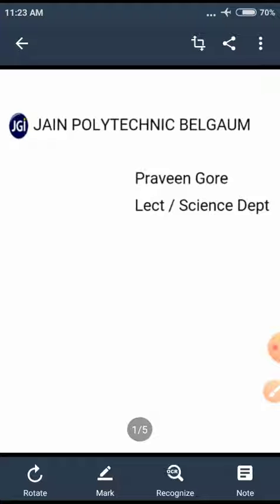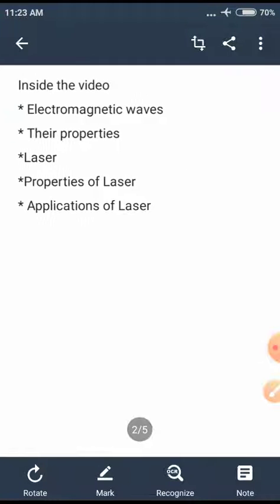So in previous lectures we have completed units 1 to 4. In this lecture I'll be starting with unit 5, that is modern physics. To start with, in modern physics we have electromagnetic waves and their properties. Then we'll move on to what is laser light, and then we'll see the properties of laser and applications of laser. So to begin with, I'll move on to electromagnetic waves.